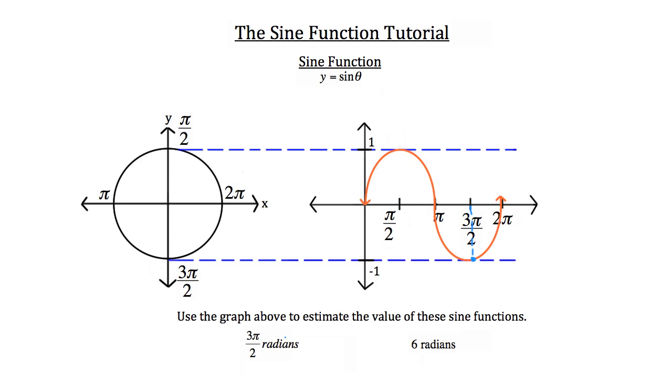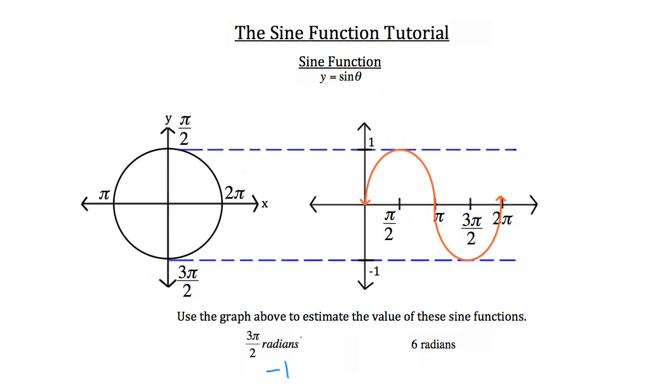Because remember, the sine function is looking at the y value in correlation with our unit circle. So down there at 3 pi over 2 radians, that has a value of negative 1, because it's the bottom of our unit circle down here at the bottom. So this value would be negative 1. Negative 1 unit, depending on the size of our unit circle, whether it's in meters, feet, centimeters, whatnot.